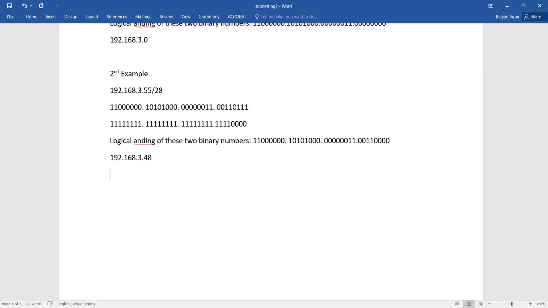And suppose the question says to you, is this a usable host address? What network is this? So let me put it the other way.